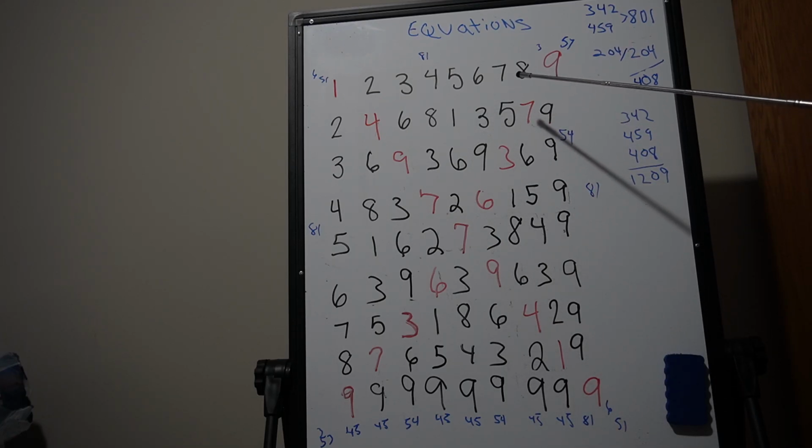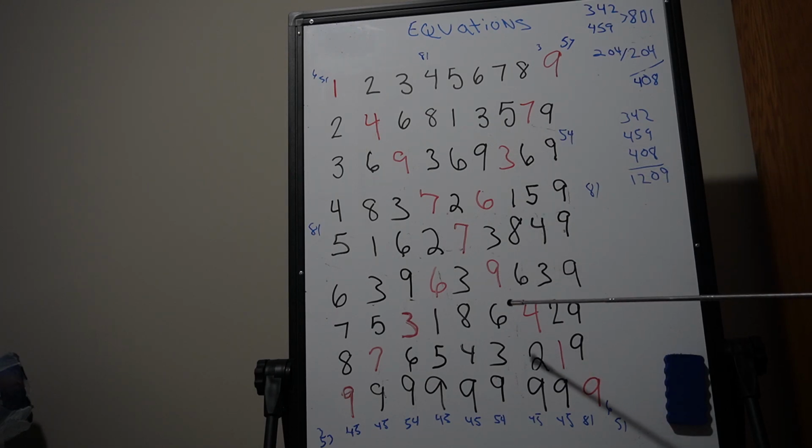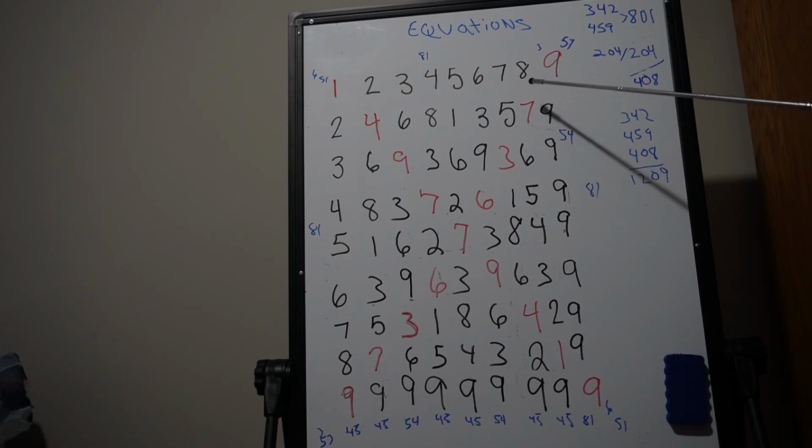7 times 7 equals 49. You break down 49, it's 13, equals 4. 8 times 8 equals 64. You break that down, that is 1. And the same, 9 times 9 equals 81, which is 9.